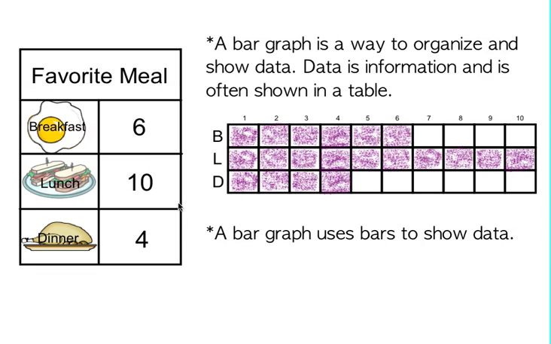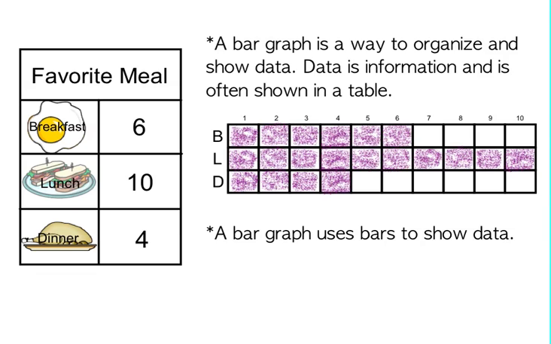This is a bar graph. A bar graph is a way to organize and show data. Data, as we've talked about in class, is information and is often shown in a table, like the one about meals on the left. A bar graph uses bars to show that data.